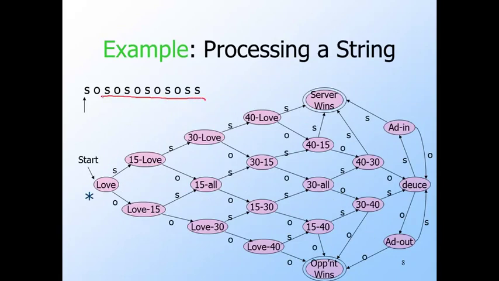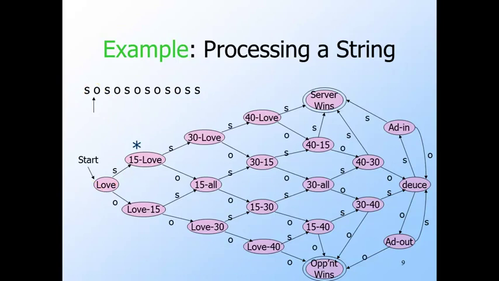It represents a game in which the server and opponent alternate winning points until the very end, when the server wins 2 in a row. We'll mark the current state by the star, and initially the current state is the start state. That's where all finite automata start out. The arrow indicates which input we are about to process. So here we are about to process the first event where the server wins the first point. We're going to follow the transition out of the state love, labeled S.